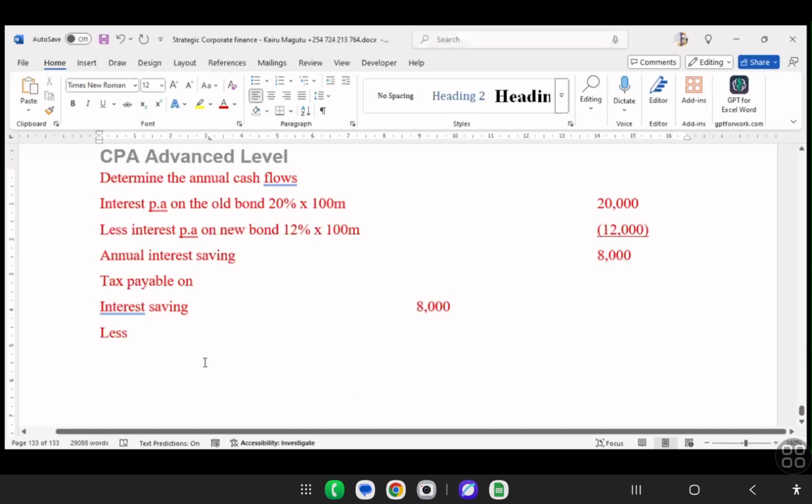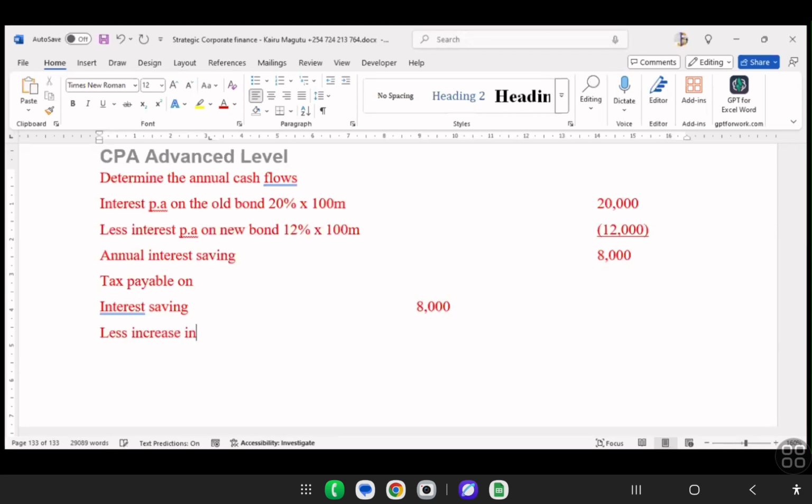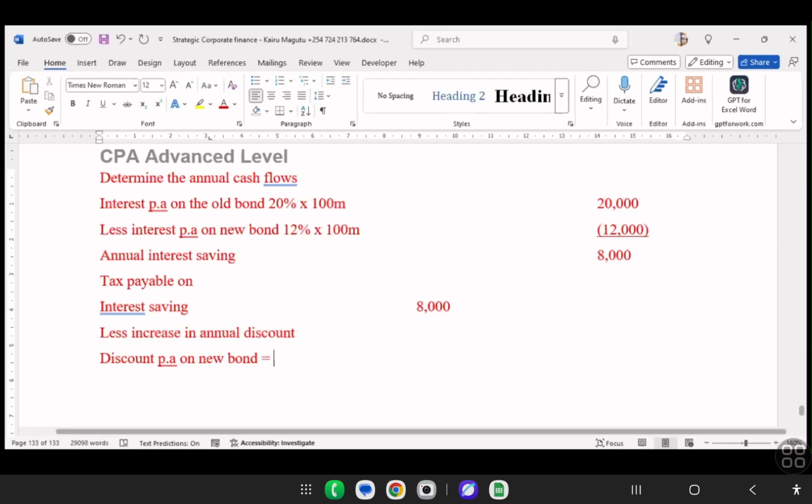I want to explain the increase in annual discount. Annual discount. We say that discount per annum on new bonds is equal to the new bond.